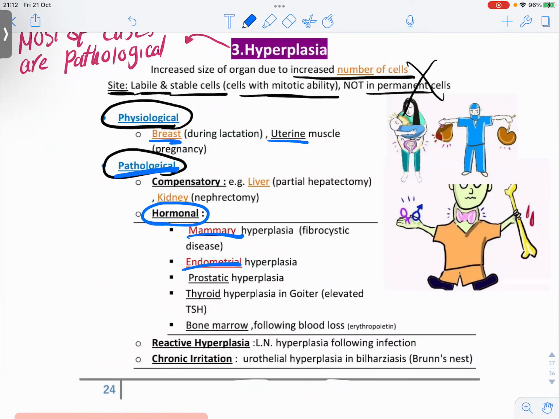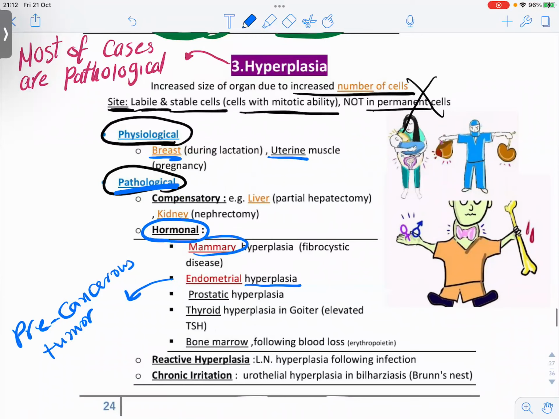It can get pathological hyperplasia due to estrogen. Estrogen can cause hyperplasia in the endometrium, and write down please that it's a precancerous tumor. What does it mean, precancerous tumor? After some time, it can turn into cancer. It can turn into cancer.